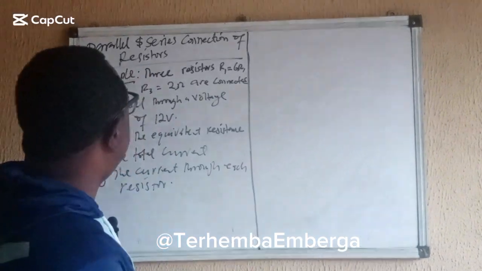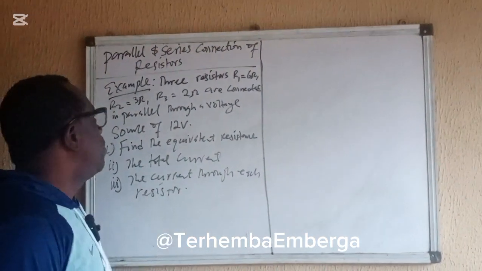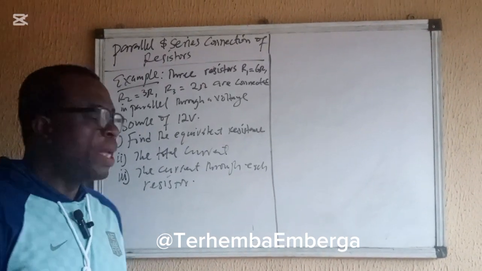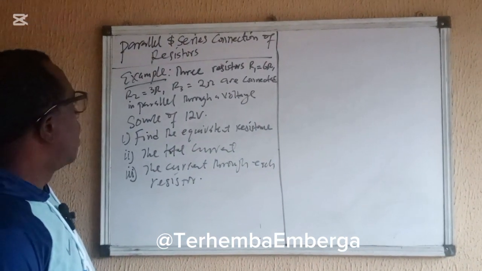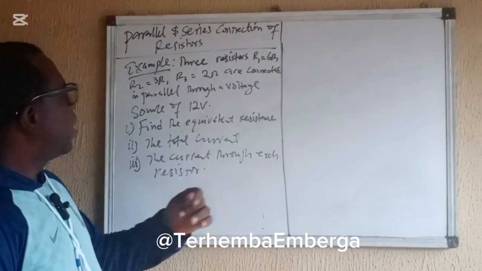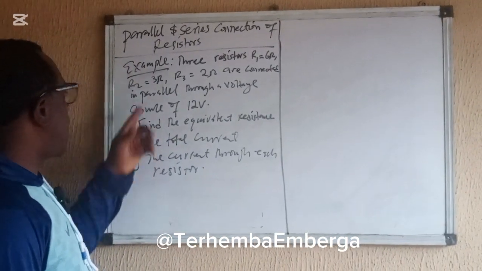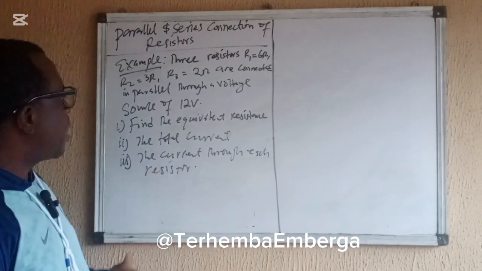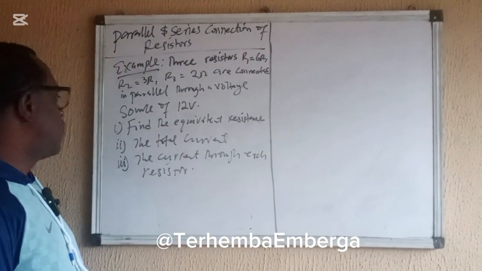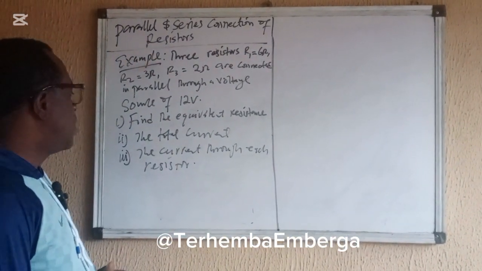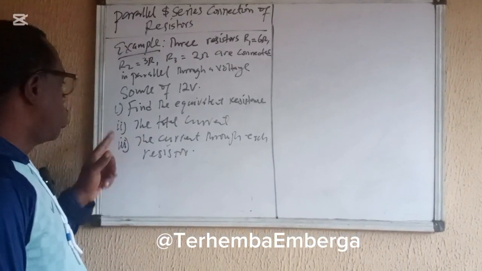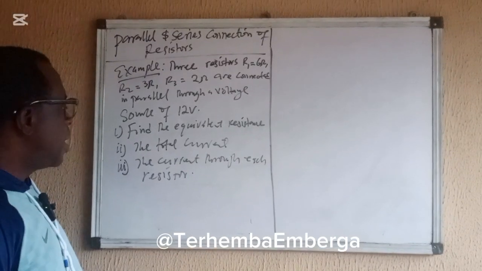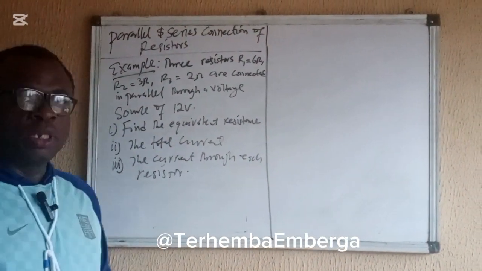Okay, here is an example concerning the parallel and the series connection of resistors. And here is the example. Three resistors R1 equal to 6 ohms, R2 3 ohms, R3 2 ohms are connected in parallel through a voltage source of 12 volts. Find the equivalent resistance. That is 1, 2, the total current, 3, the current through each resistor.